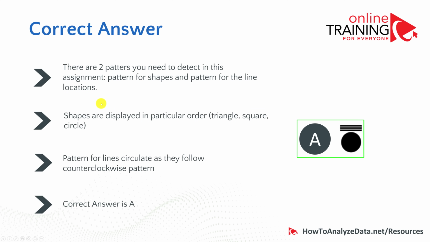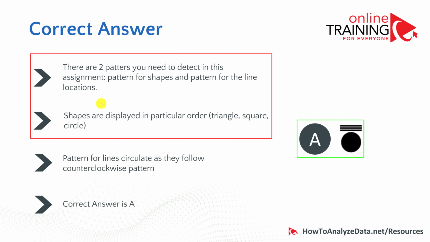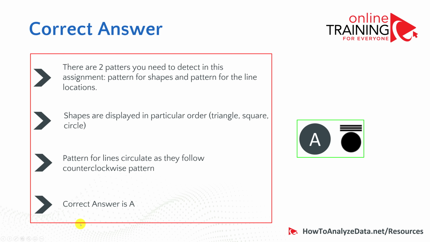So let's recap. There are 2 patterns you need to detect in this assignment: patterns for the shapes and pattern for the line location. Shapes are displayed in a particular order: triangle, square, circle. That's really the pattern for the shapes. And the pattern for lines is in a counterclockwise order. So the correct answer is A. Hopefully you've got this one right. You will see a lot of these types of questions in the assessment test.